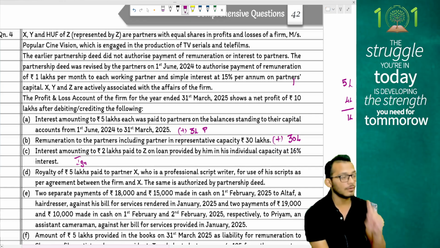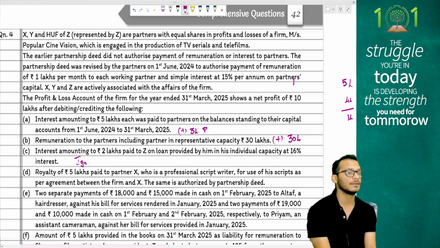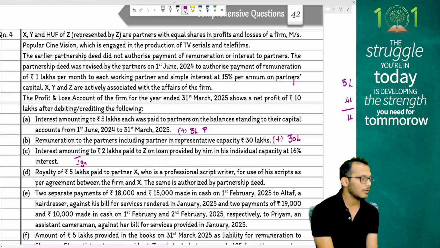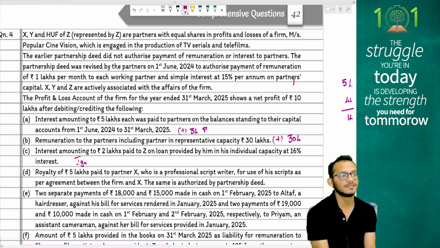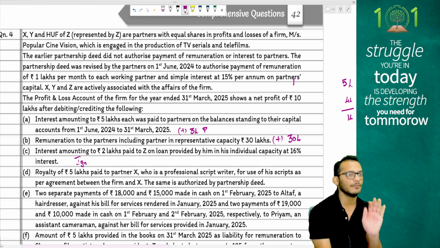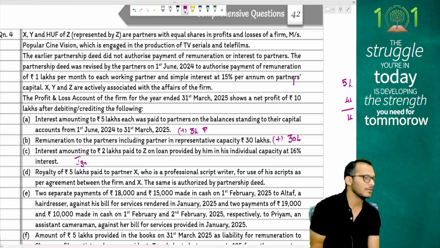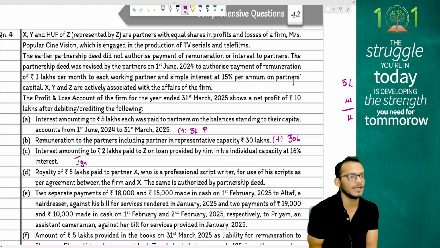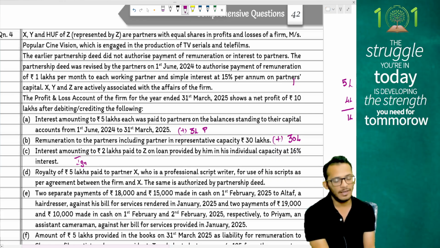People, I am ignoring this on the assumption that market value is more than 16%, which means I am within my market limits. So that is an assumption you will have to write.